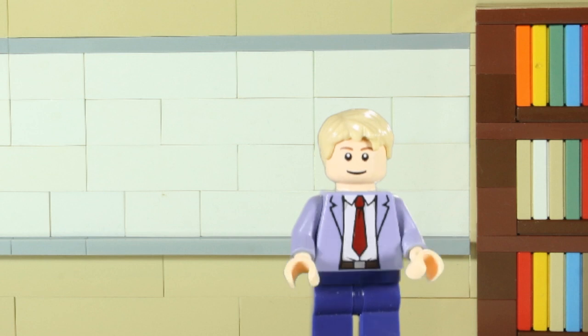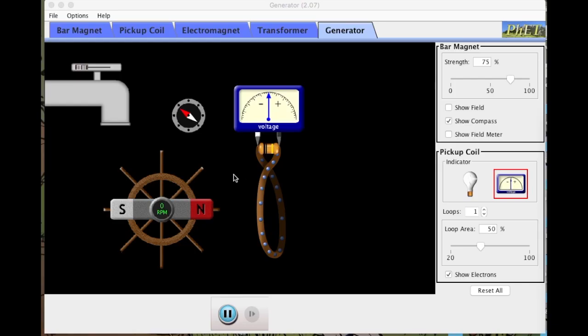How do you make an AC source? With a coil of wire and a magnet, of course. Here's the FET generator. We see a coil of wire with a meter on it. We also have a compass and a magnet. This time the magnet is attached to a wheel and the wheel is positioned under this faucet. Initially the magnet is not moving and so there is no current in the coil.